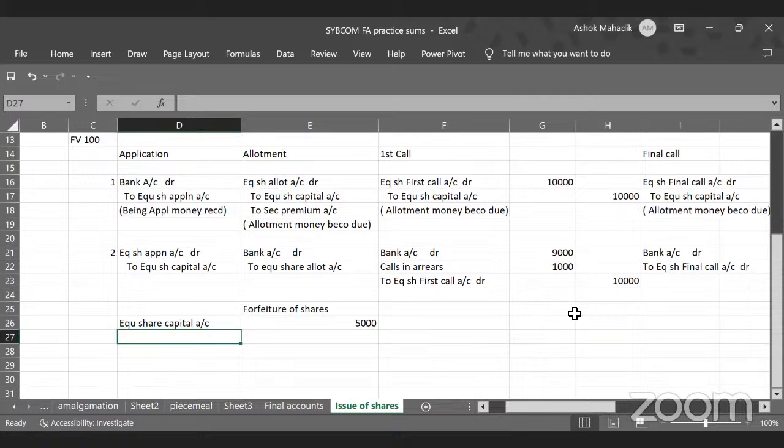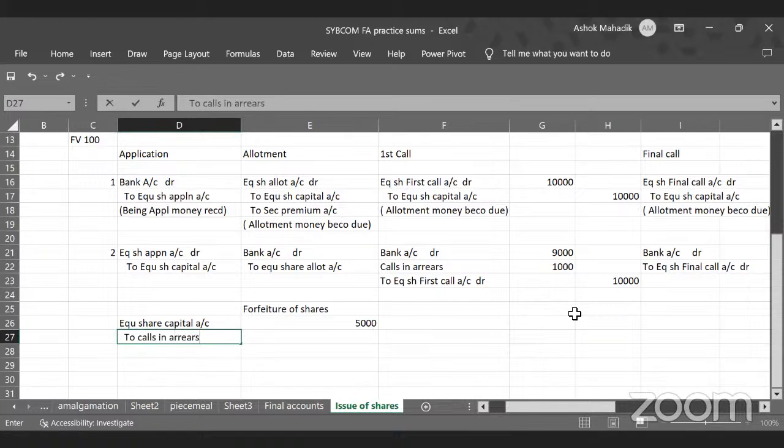So when we had past entries, those entries we have to reverse for this person. Now you can see calls in arrears. In the third column, in the first call, you can see calls in arrears is in debit. How much? 1,000 rupees. Same way, 1,000 will be there in the final call. So 2,000 rupees he has not paid. In the entries, it was on the debit side, so now it will be on the credit side. Yes. So I'll write to calls in arrears.